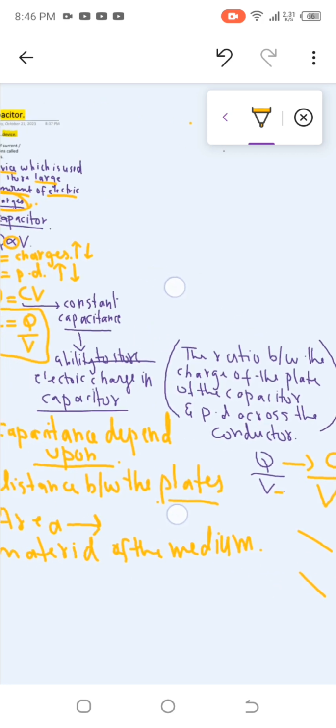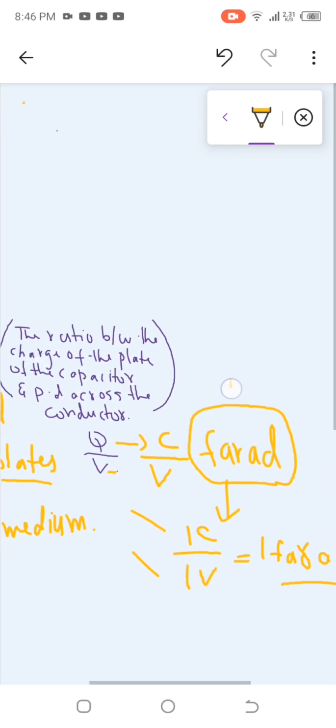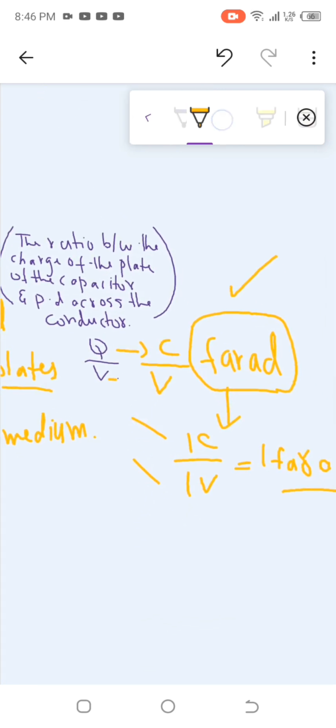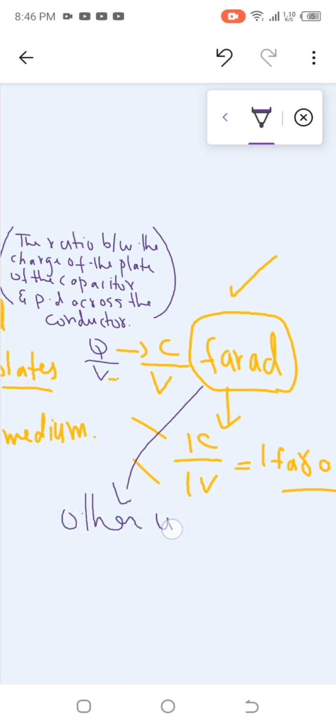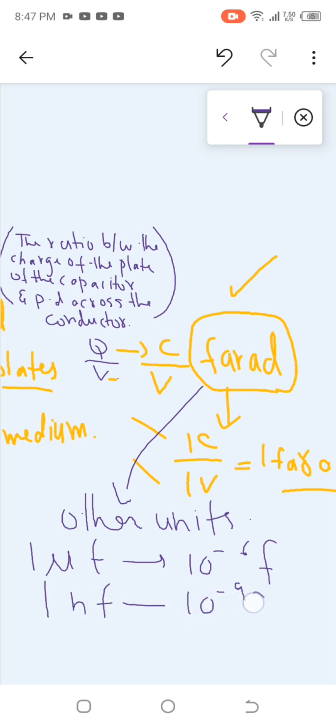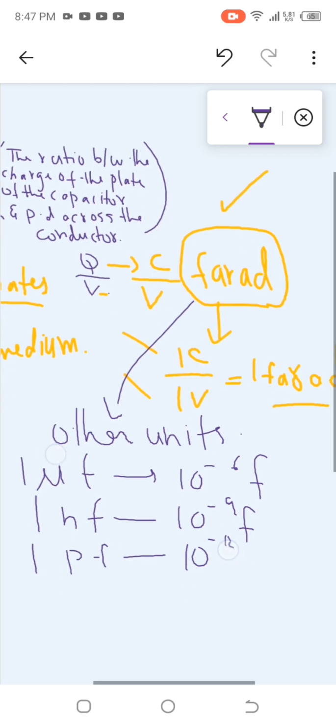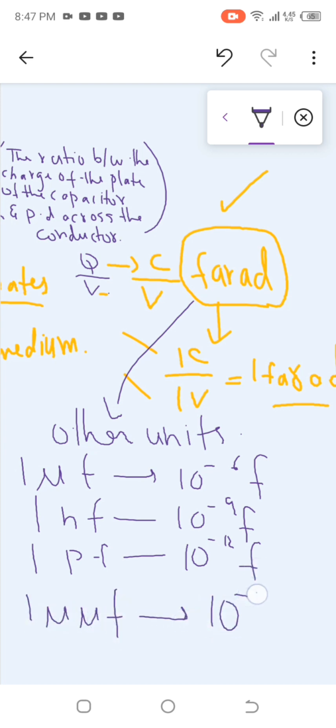So we can say the unit is farad, and the farad has some other units. 1 microfarad is equal to 10 raised to power minus 6 farad. 1 nanofarad is 10 raised to power minus 9 farad. 1 picofarad is 10 raised to power minus 12 farad. Sometimes MCQs come like this: 1 microfarad is equal to 10 raised to power minus 12 farad, because 1 micro is 10 raised to power minus 6 and another 10 raised to power minus 6 added gives 10 raised to power minus 12.